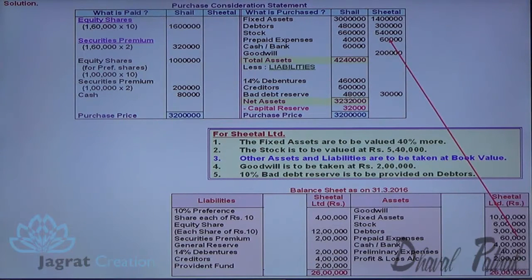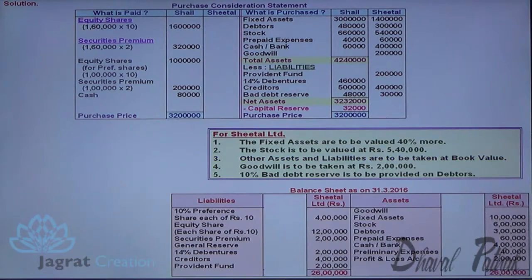Goodwill is already given to me. Cash at bank, 4 lakhs. Preliminary expenses and profit and loss account debit balance cannot be purchased. Notice it. Now look at the liability side. Creditors are deducted to find out the net assets purchased. Provident fund is also deducted.